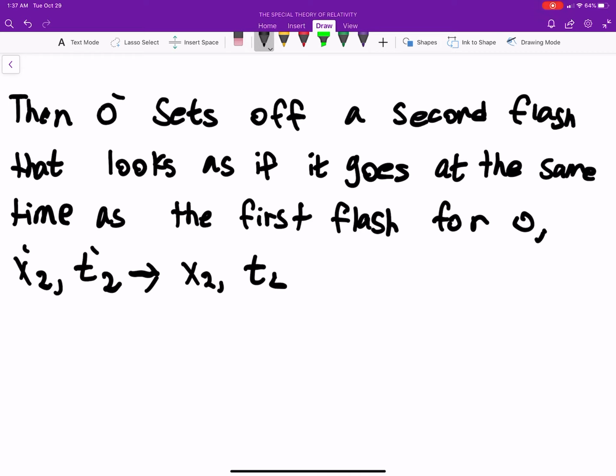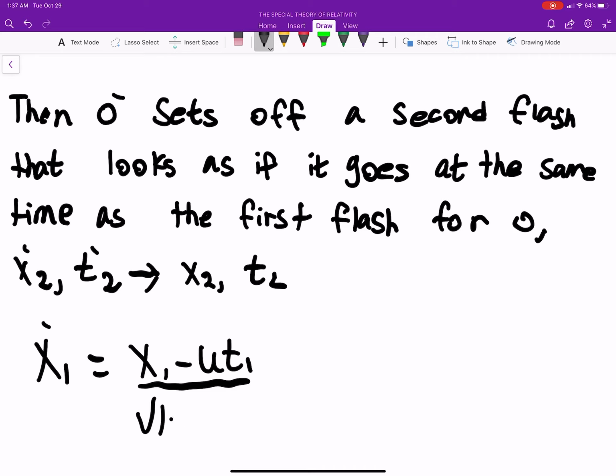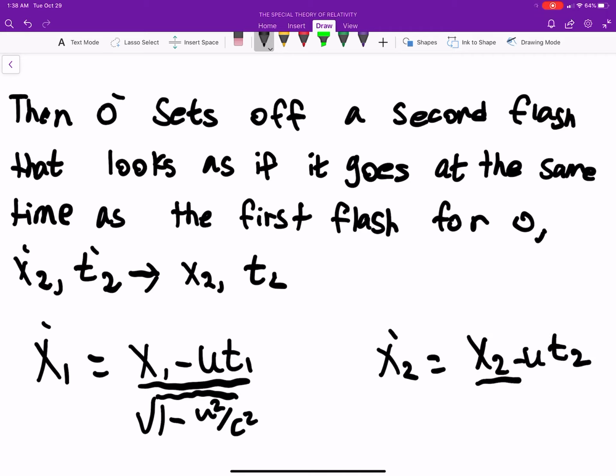So let's see if we can piece this together. We have x prime 1 is equal to x1 minus u t1 all over the square root of 1 minus u squared over c squared. And these are our Lorentz transformations from the first video. So x prime 2 is going to be using the exact same logic. Again, if you're wondering where these equations came from, watch the previous video on this and you will see. But these are our transformations.